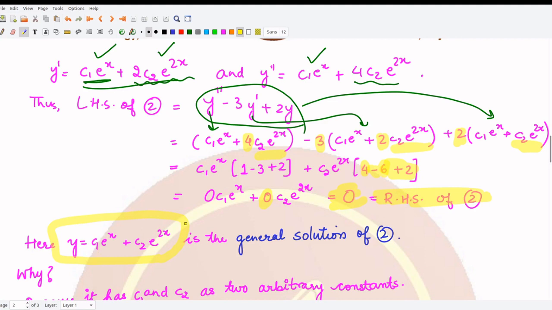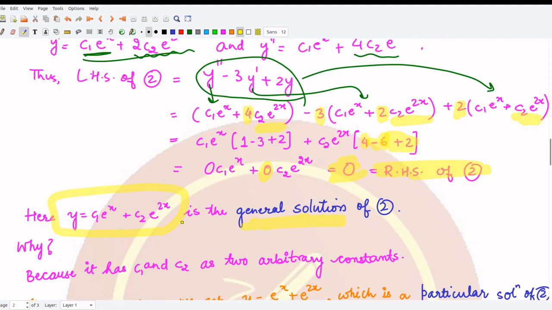And what kind of solution it is? It is a general solution. Why? Because it contains 2 arbitrary constants present here. Correct. Why it is a general solution? Because it has c1 and c2 as 2 arbitrary constants present here.